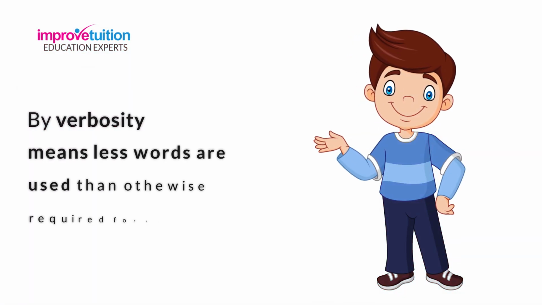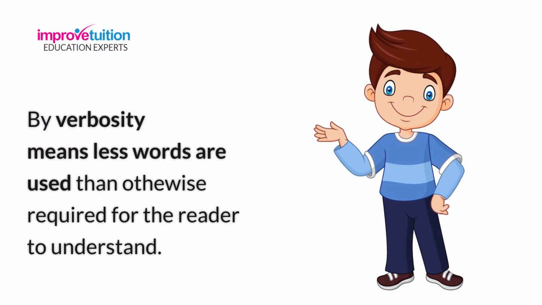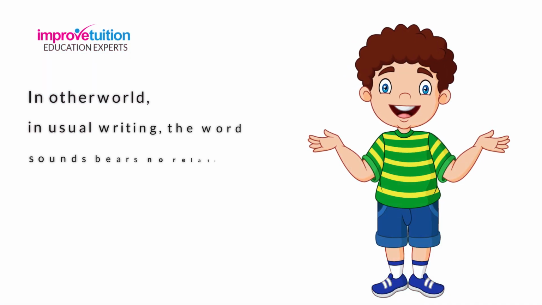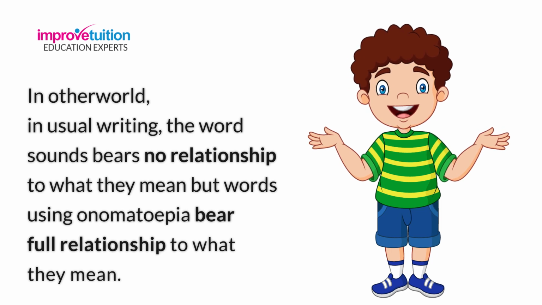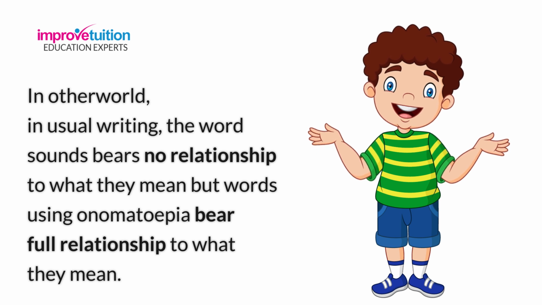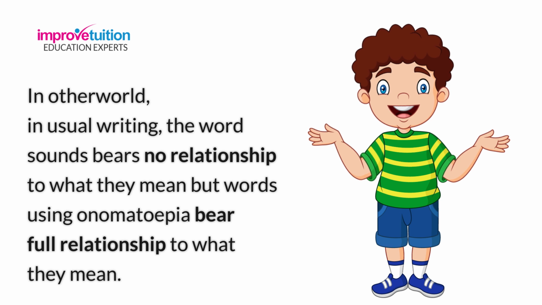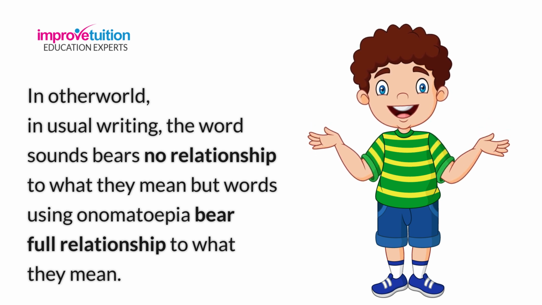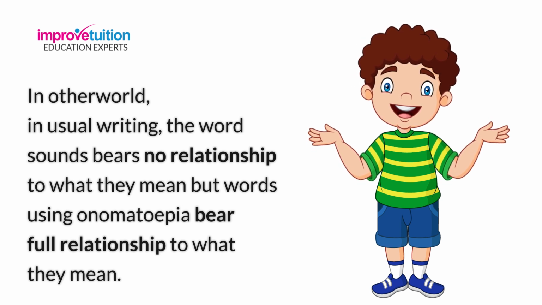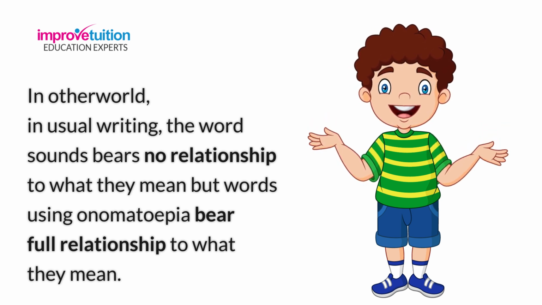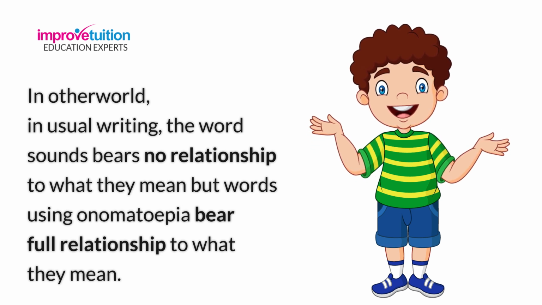By verbosity, we mean less words are used than otherwise required for the reader to understand. In other words, in usual writing, the word sounds bear no relationship to what they mean. But words using onomatopoeia bear full relationship to what they mean, so onomatopoeia uses verbosity, less words. The actual sound is used. The sound is imitated in the letter strings, in the spelling.